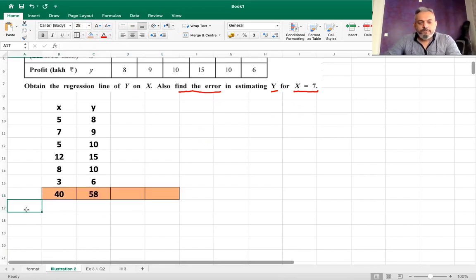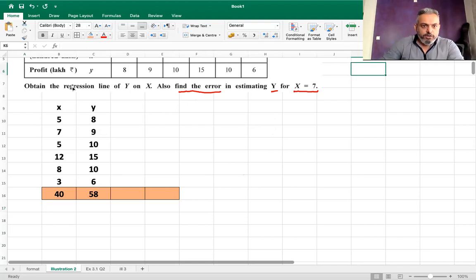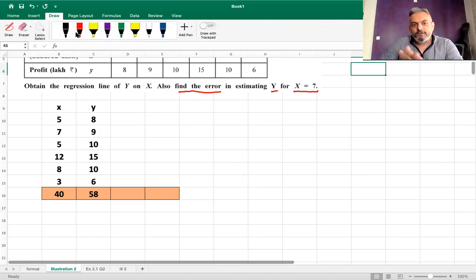Now, first step is, although the numbers are small and it is easy to solve by x, y, if the mean is not a fraction, then preferably you have to use x minus x bar, y minus y bar only. So be careful, okay? The answer is going to remain the same, but still we have to use the formula as per the method.